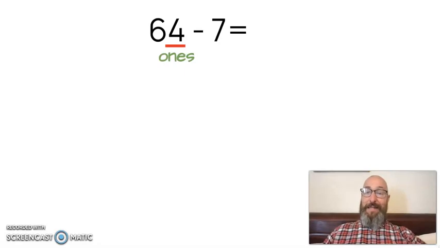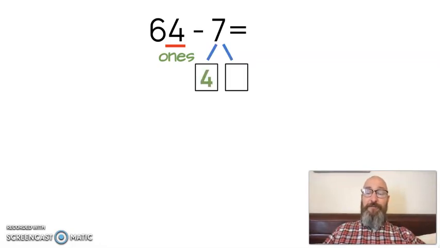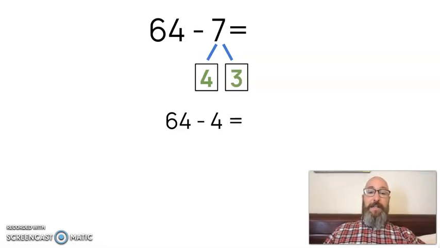The ones place. And what number is in the ones place? A 4. That's right. So when I break apart the 7, I'm going to put a 4 first. Now, I'm breaking apart 7. What plus 4 equals 7? 3. That's correct. So now I can subtract 64 minus 4. Again, I'm eliminating the ones. If there's nothing left there, a 0, we know that 64 minus 4 is 60.